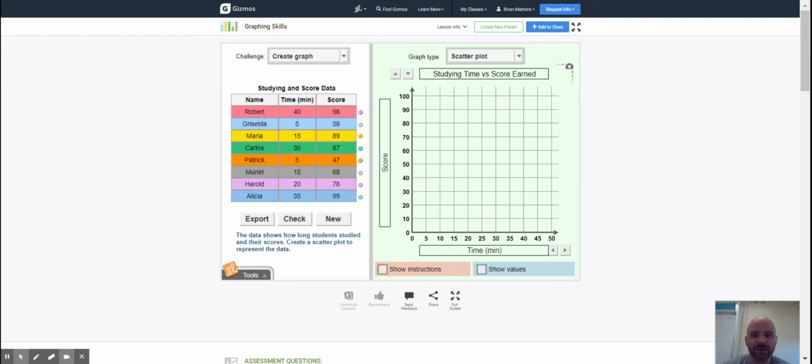Okay? Now, to plot, we grab this. We're actually going to turn show values on, to make it easier. We grab this ball, and we need to go to 40 minutes and 98 score. So minutes, we'll start with 40 right here. This line is 40 minutes. We'll go up to a 98 score. So it says 40, comma 98. There's 40, 99, 40, 98. There we go.